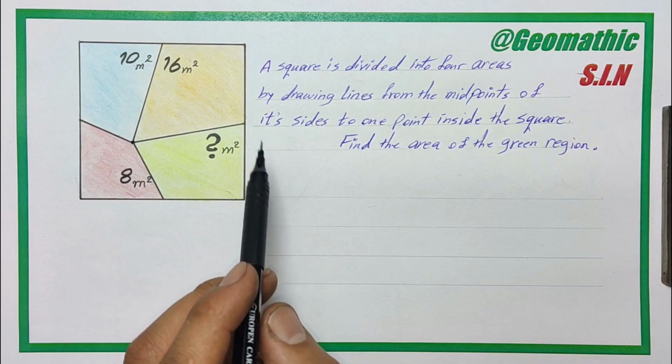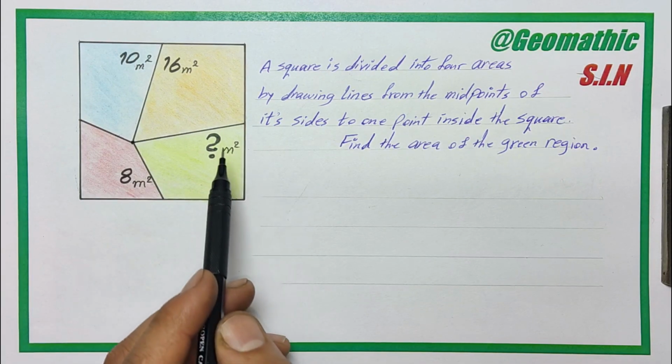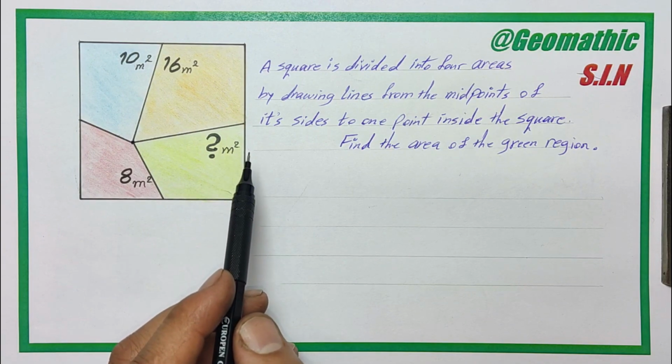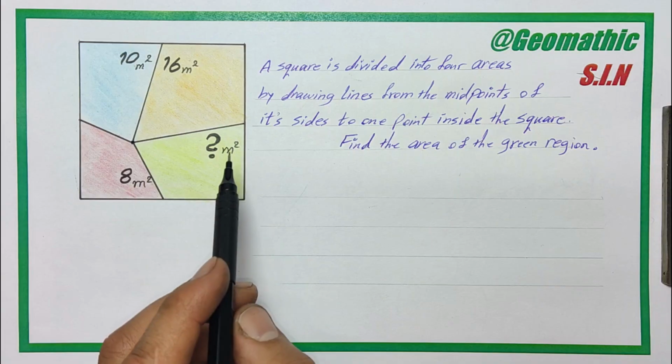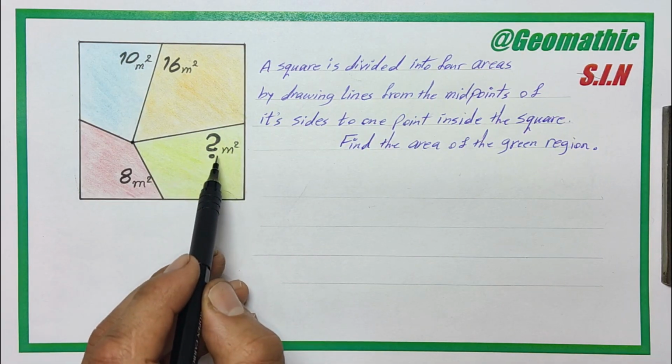At first glance, it seems that the problem doesn't provide enough information to solve it. We are only given 3 area values for irregular quadrilaterals, and we are looking to find the area of the 4th irregular quadrilateral, which is this one.